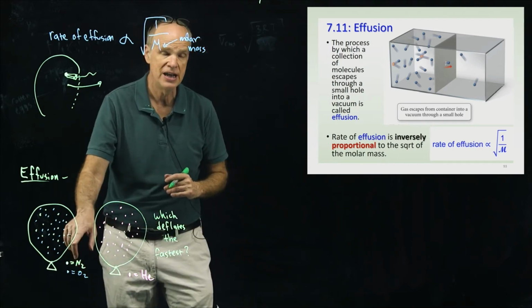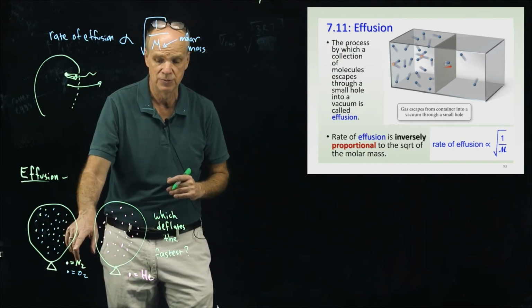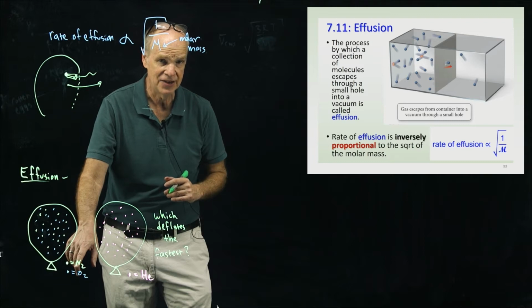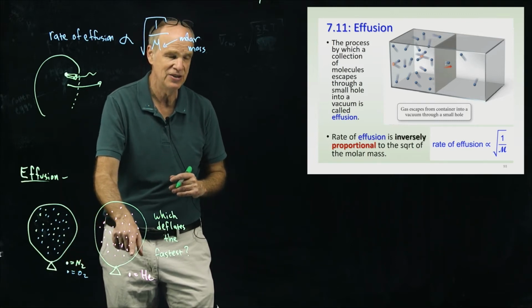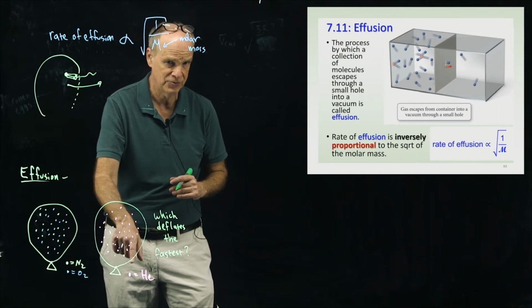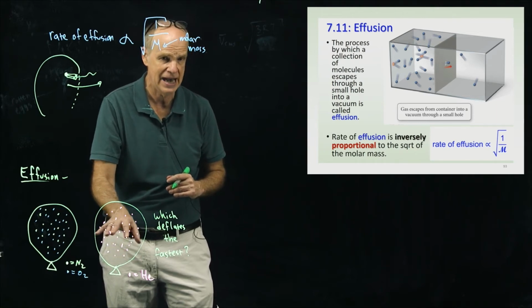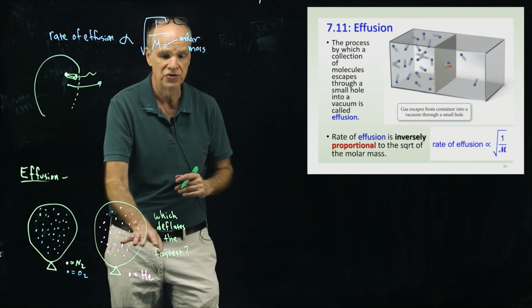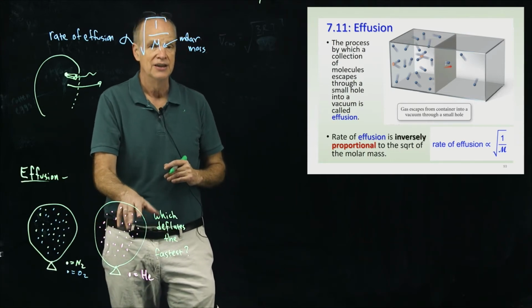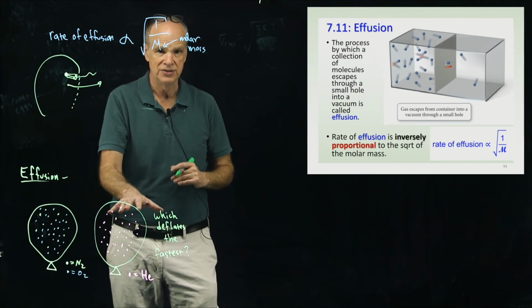Well, nitrogen has a mass of 28 grams per mole. Oxygen has a mass of 32 grams per mole. Now compare that to helium. Helium has a mass of 4 grams per mole, so it's a much lighter atom. It should have a much easier time of passing through the pores of the balloon, and so we would predict that a helium balloon will deflate the fastest.